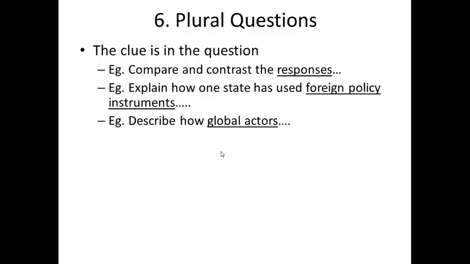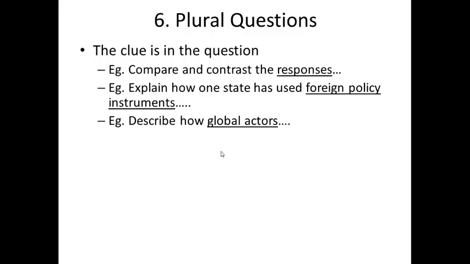Describe how global actors. This seems like a really small basic thing, but I can't tell you how many students will just write about one thing. And it's an innocent mistake to make. You're nervous, you just want to start writing, you fill a whole page about the UN and you move on. But the question is clearly actors, 2. So anytime you see a plural, circle it, make a point, 2 or more. Now if they actually say only 2, of course you can only write about 2. But these don't distinguish 2.